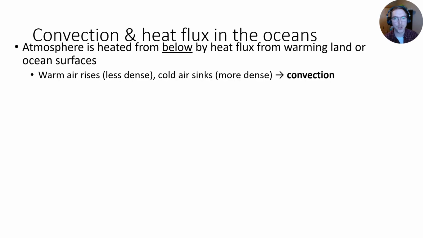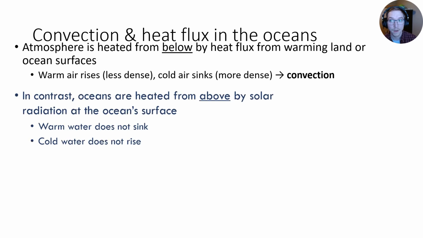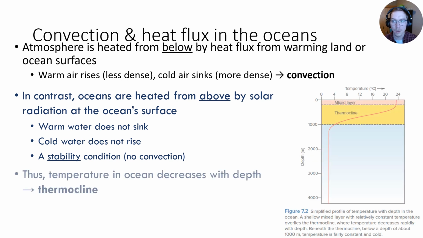So we look at convection and heat flux in the oceans. The atmosphere is heated from below by heat flux from the warming land or the ocean surfaces. Warm air rises, it's less dense. Cold air sinks, it's more dense. This is what we call convection. Now, in contrast to that, our oceans are heated from above by solar radiation at the ocean's surface. Warm water does not sink. Cold water does not rise. We have a stability condition. There's no convection occurring here.